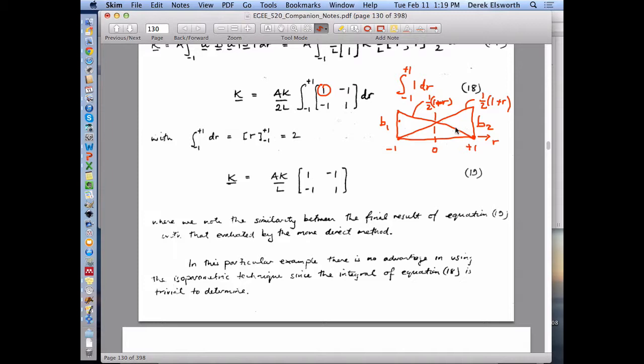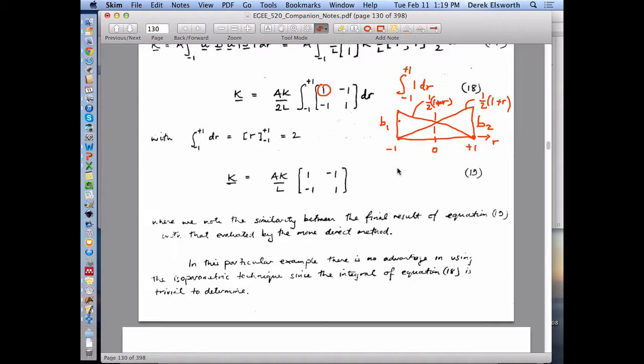And so in this particular case, the integration is trivial. You can do it analytically. And we don't really need to resort to this. We could imagine making shape functions which are slightly different, which would give us three-noded elements, for instance. And all the things we've talked about here apply to that.